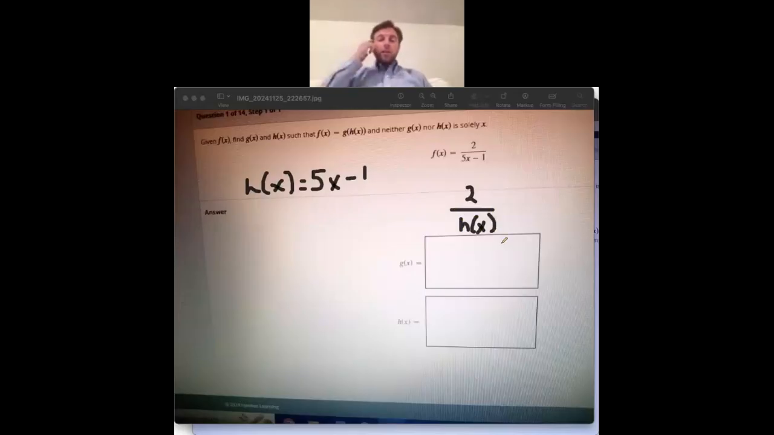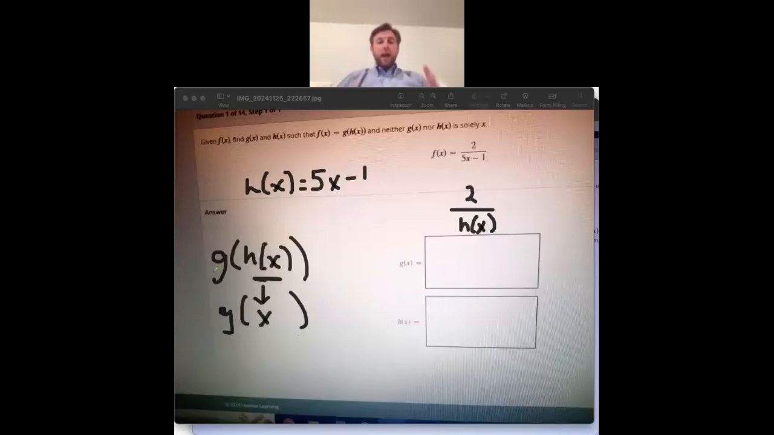Okay, and so remember, when you're doing composition, the inside function is becoming the input of the outside function. So in the outside function, when we do g of h of x, h is the inside. This h of x is taking the place of a traditional x, okay? So if we work ourselves backwards, then this thing is going to become our x.